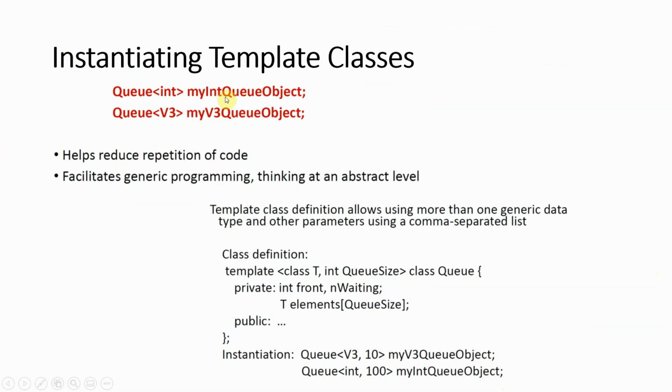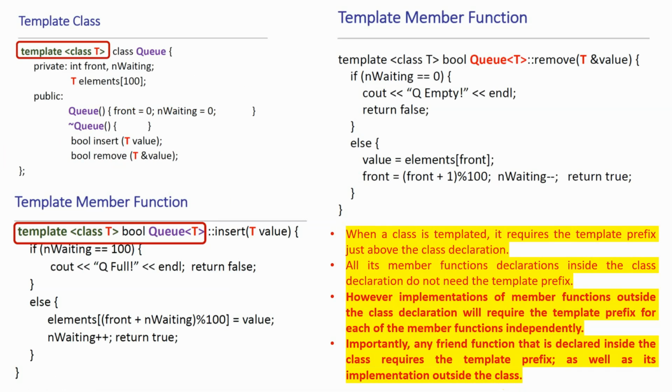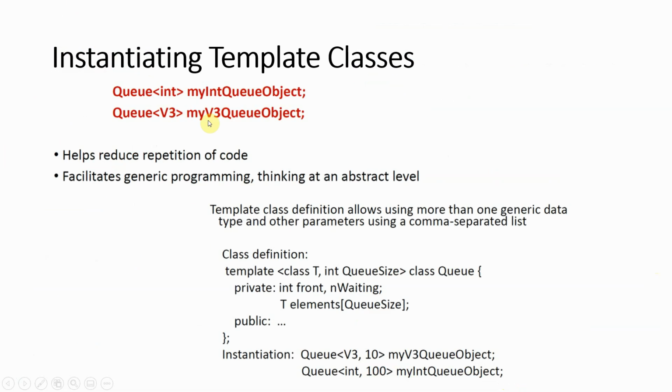How do you instantiate objects of the template class? As mentioned, T can be any data type. So when you want to instantiate an object of the templated class Q, you have to specify what the type name is. So here, my int q object is an object of class Q where T is going to be integer. On the other hand, my v3 q object is an object of template class Q where T is going to be v3. What is the advantage of that?